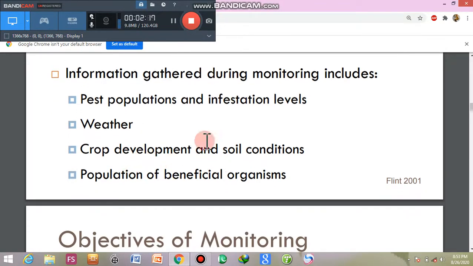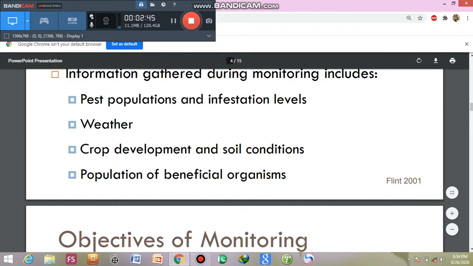Crop development and the soil conditions. What stage of crop development the crop is at, and what the soil conditions are, what is the pH of the soil, and the population of beneficial organisms. So if one insect or pest is harming your crop, maybe another insect or pest is present which is the predator of that pest.